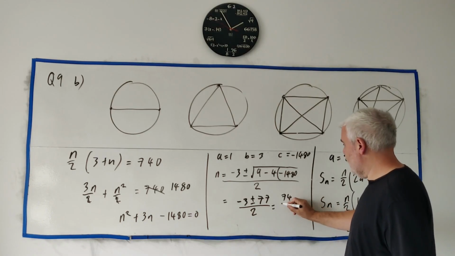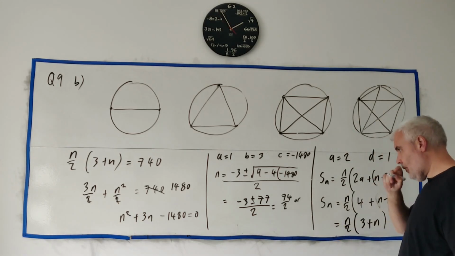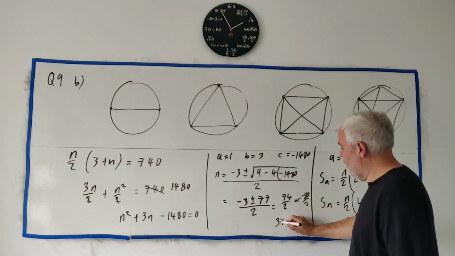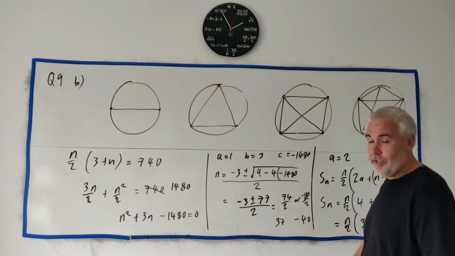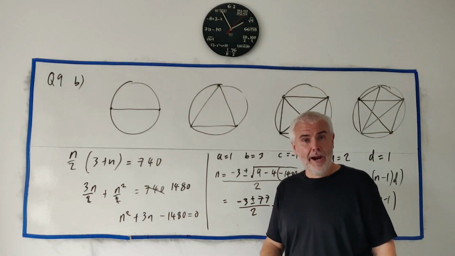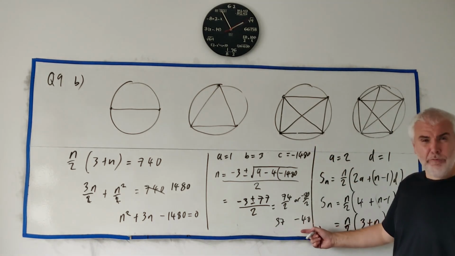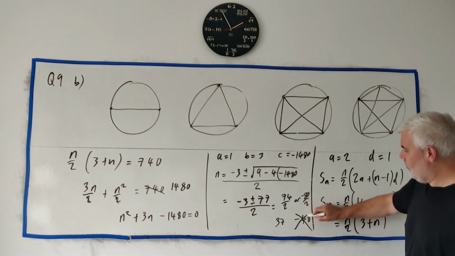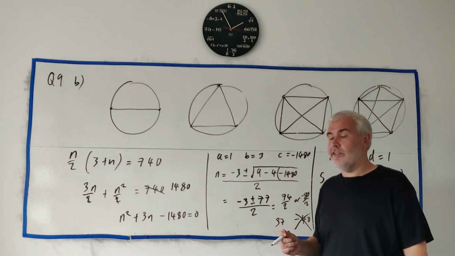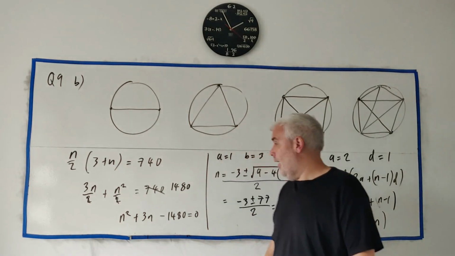Well, let me write them out. 74 over 2, or it would be minus 80 over 2. So it would be 37, or it would be minus 40. Remember, we're talking about n. How many patterns? 1 pattern, 2 patterns, 3 patterns, 40 patterns, but never minus patterns. That wouldn't make sense. So that one's out. 37 is the answer. 37 patterns could be made exactly with 740.